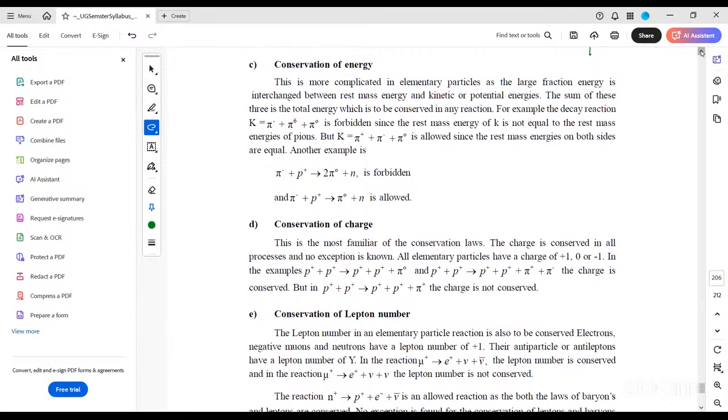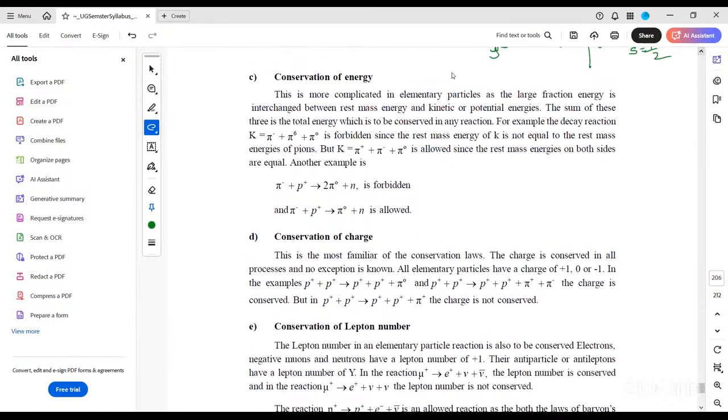Next one we have is conservation of energy. And now just see the conservation of energy. Suppose I took K, pi minus, pi plus, pi naught. Minus charge, positive charge, 0 charge. Here 0. It is satisfied, this is conserved, because the LHS side is matching. K goes to pi plus and pi minus is allowed since its rest mass energy on both sides is equal.